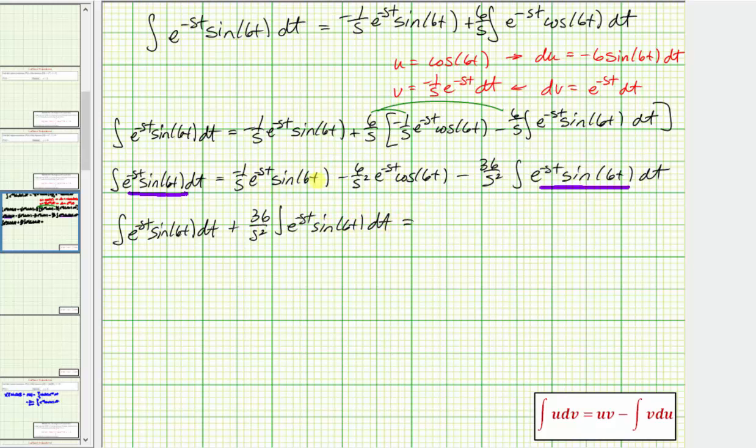equals, we still have these two terms on the right side, negative 1 divided by s e to the negative st sine 6t minus 6 divided by s squared e to the negative st cosine 6t. And now we're going to factor the left side. Notice how the integral is a common factor. So we factor out the integral.